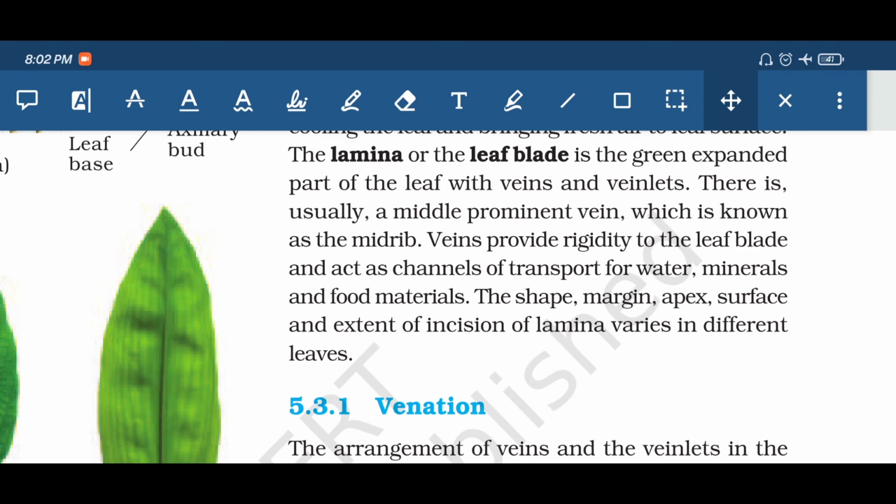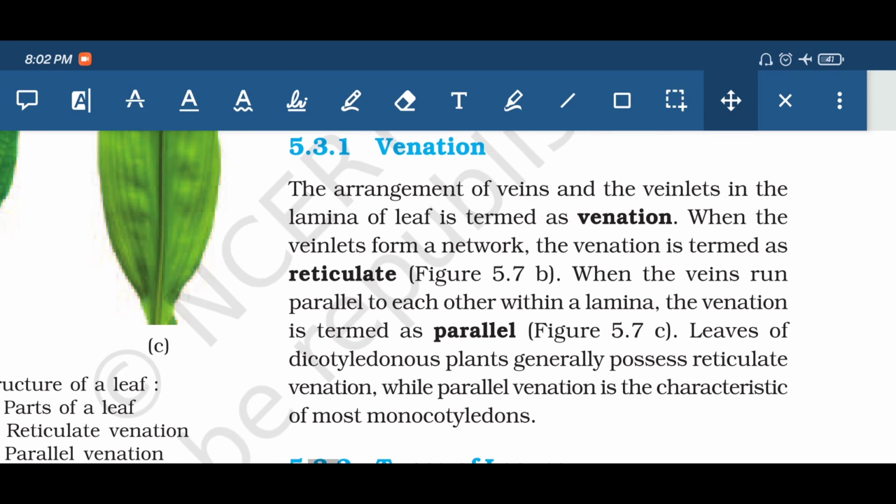Next, coming to venation, that means the arrangement of veins and veinlets on the lamina or the leaf blade. This is the meaning of venation. The arrangement of veins and veinlets in the lamina of a leaf is termed venation. As I had explained, the arrangement of veins and veinlets.